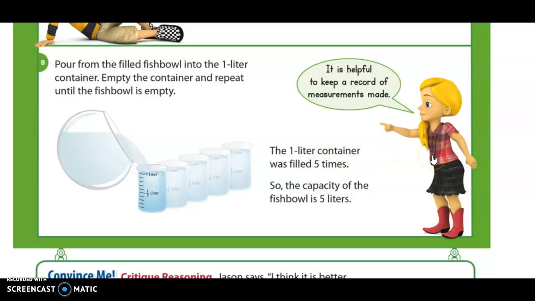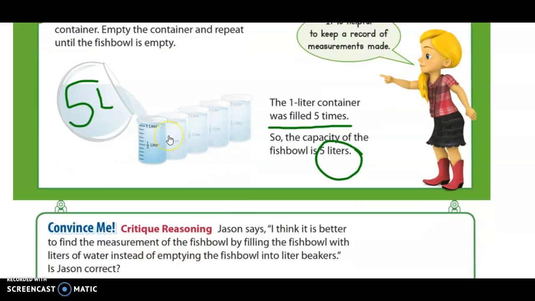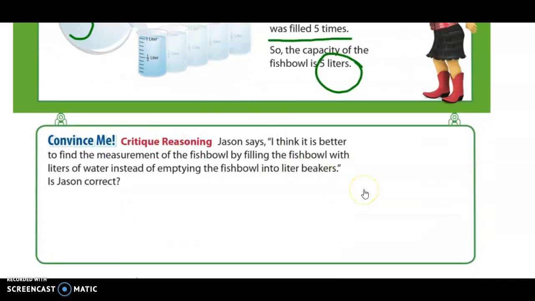And he figured out that the 1 liter container was filled 5 times, meaning that that fishbowl could hold 5 liters of water. Okay. Now that was one way he could have pretty easily measured the capacity of that fishbowl. Down here at the bottom, Jason thinks of it a little bit differently.